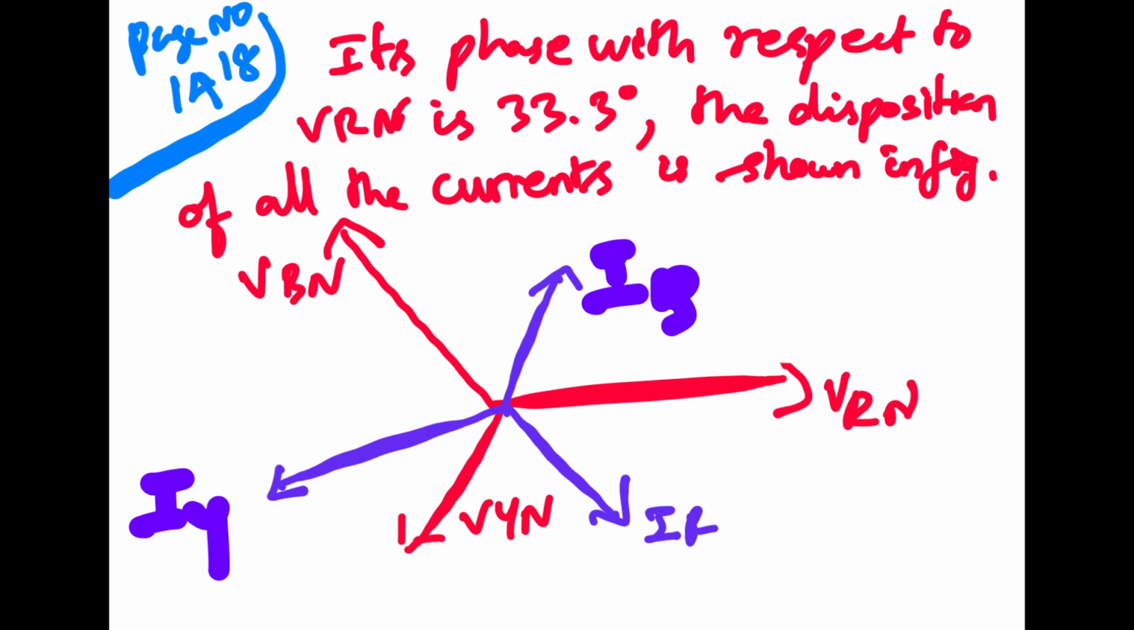The vector diagram we draw is shown on the page. Its phase with respect to VR is 33.3 degree. The disposition of all the currents is shown in the figure. VR is the reference, with IR, IY and IB shown in the vector diagram.